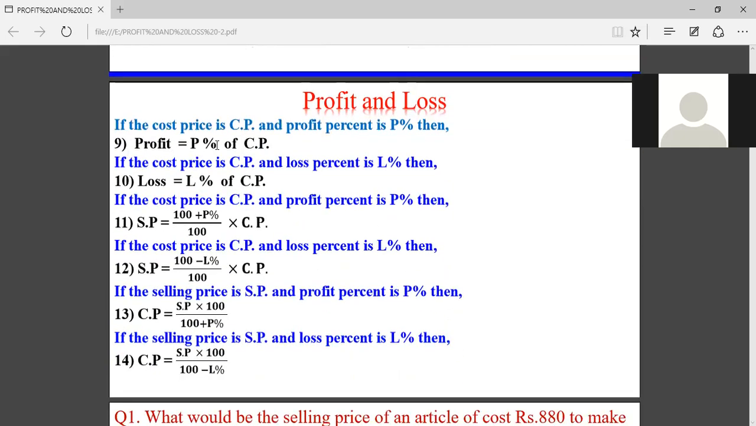Profit equals profit percent of CP. Loss equals loss percent of CP. And this one formula also we have discussed: SP equals 100 plus profit percent by 100 into CP. And SP equals 100 minus loss percent by 100 into CP. And CP equals SP into 100 by 100 plus profit percent. And CP equals SP into 100 by 100 minus loss percent. This I have told you in the previous class also. It's the revision, okay?